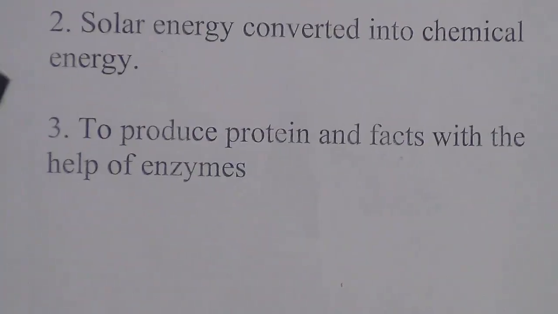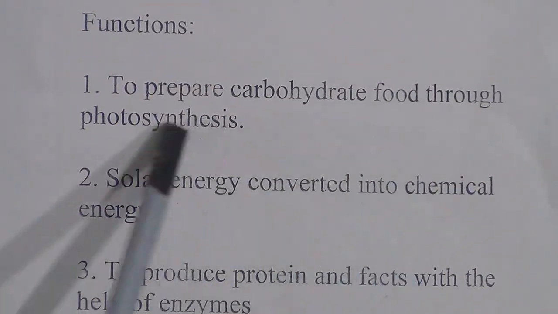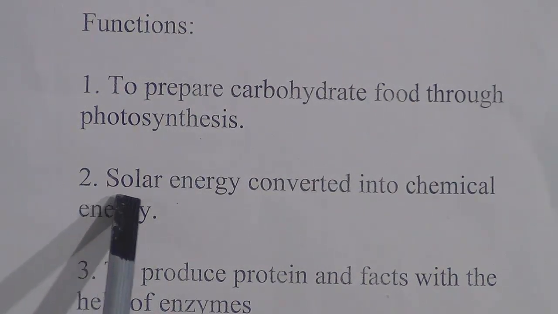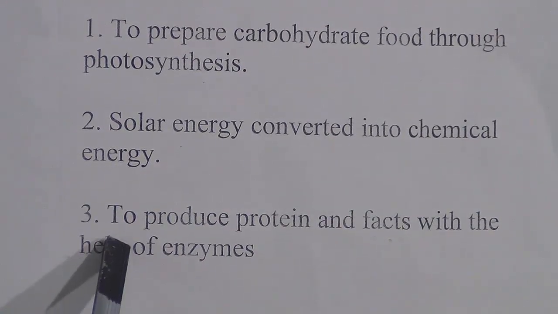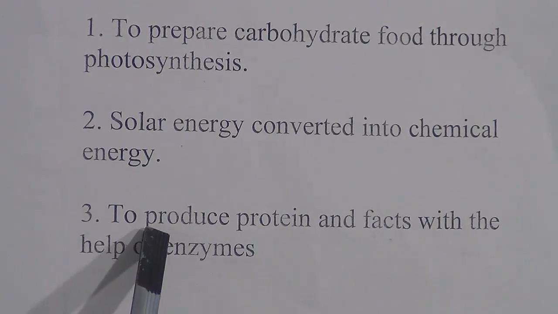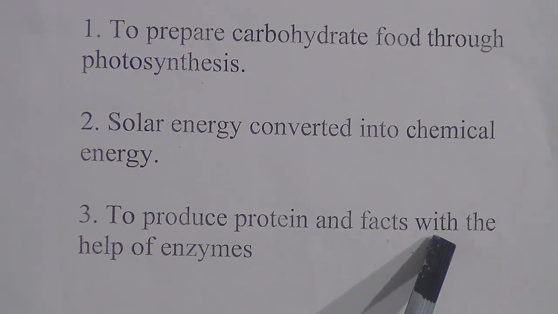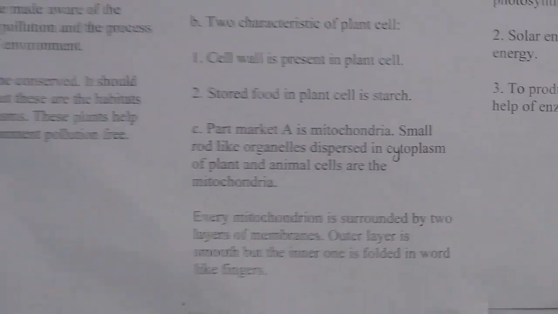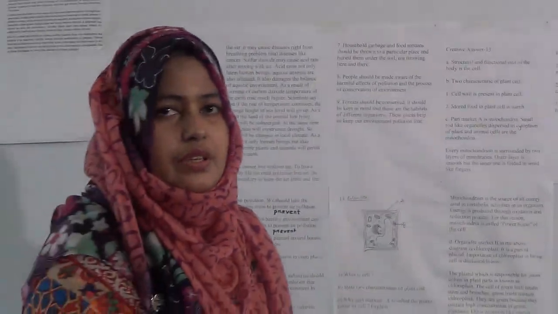And here are the functions. To prepare carbohydrate food through photosynthesis. And number two function is solar energy is converted into chemical energy. And number three function of the B part, that means this plastid, is to produce protein and fats with the help of enzymes. So dear students, I have finished my today's topic.